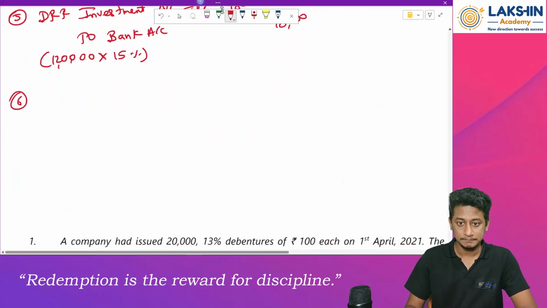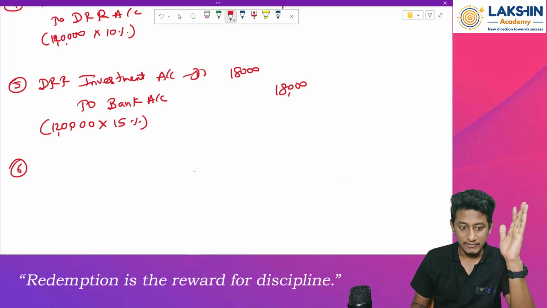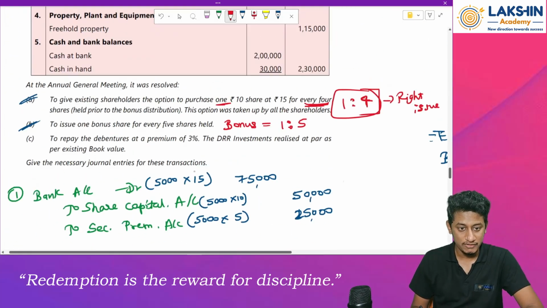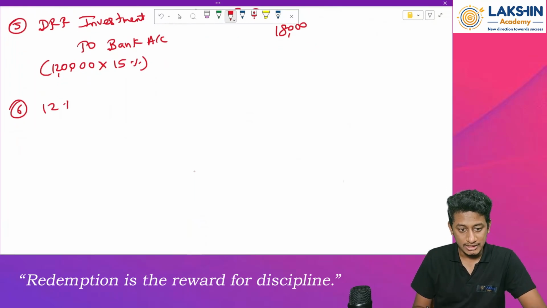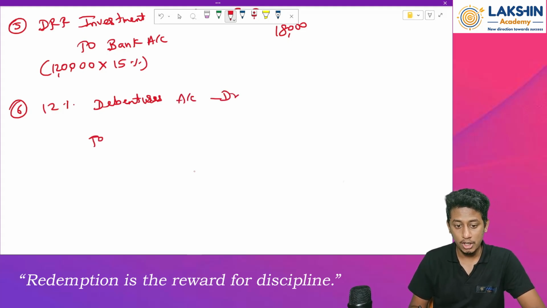Sixth one. Now we will redeem the debentures. So whatever debentures we have, what is the value of debentures? 12% debentures, right? So 12% debentures account will be debited. Why? Because it was a liability before, and whenever liability reduces, we debit the account. So debenture account debited to debenture holders account, just like preference shares.